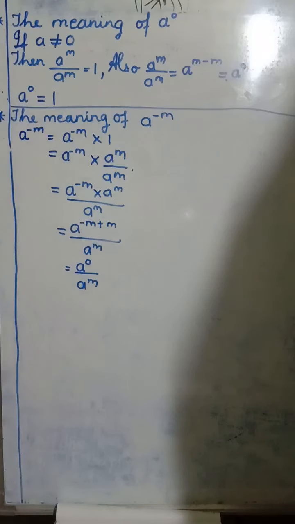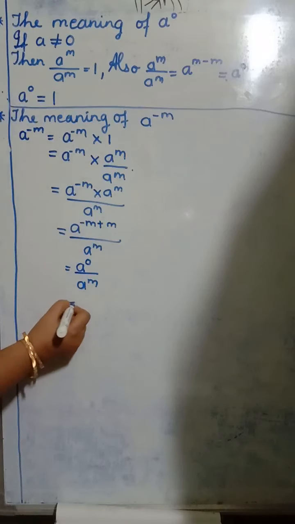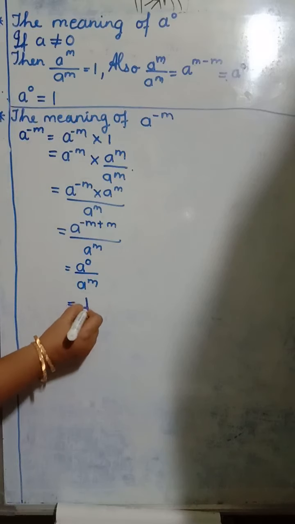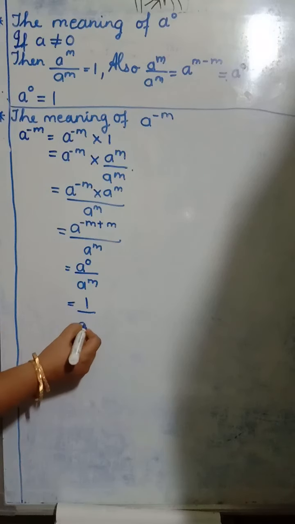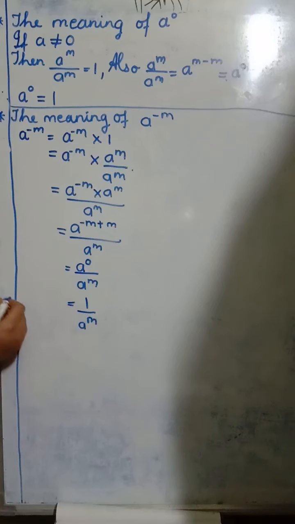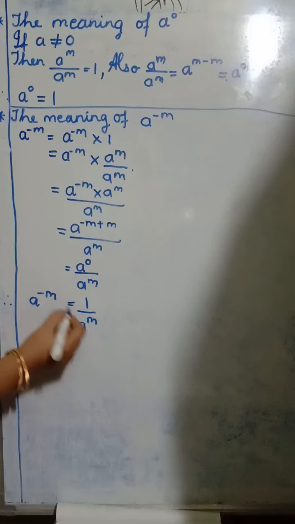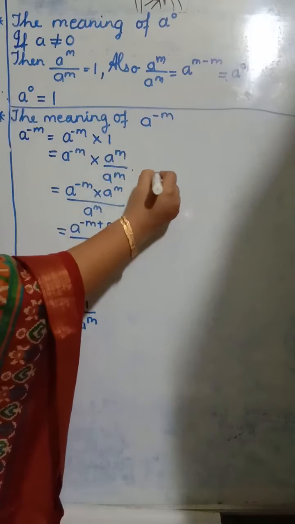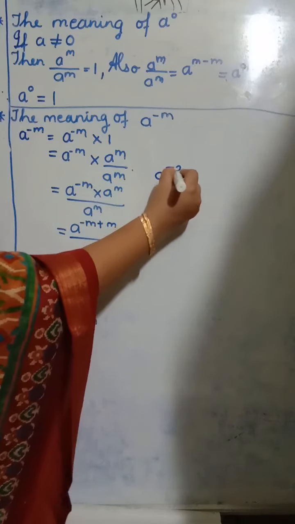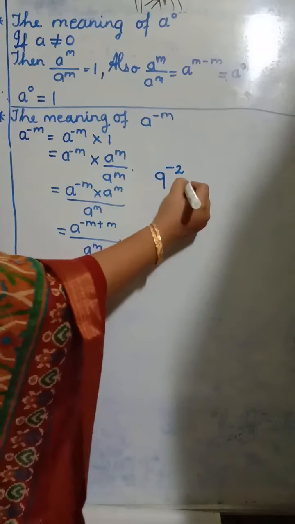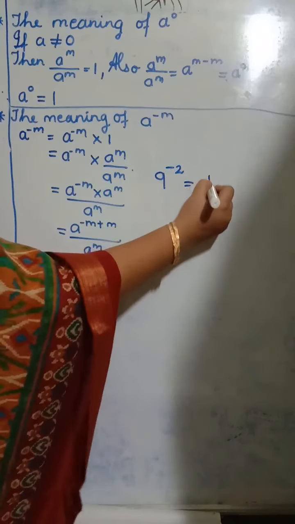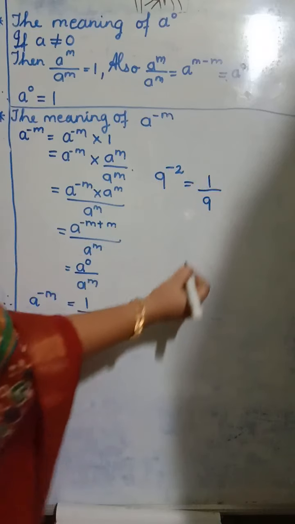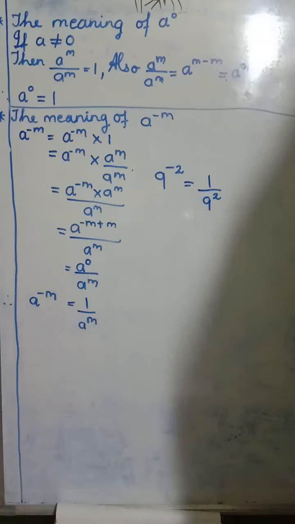Now we have learned the meaning of a raised to 0. What is the meaning of a raised to 0? 1 upon a raised to m. Therefore the meaning of a raised to negative m is equal to 1 upon a raised to m. Means if you see a number having a negative power, what will you do? You will write its reciprocal, in this way, and its power will become positive.